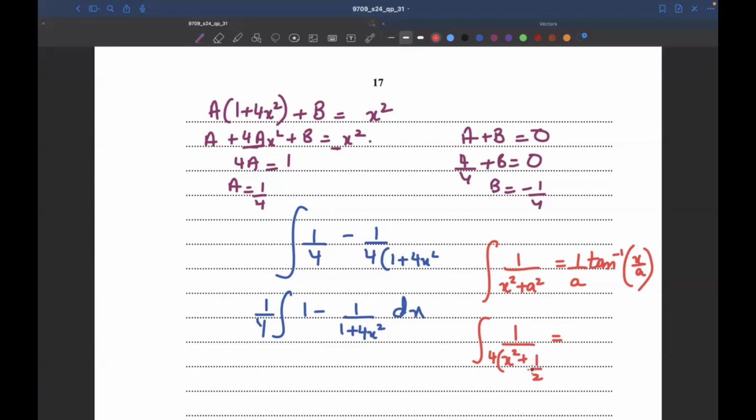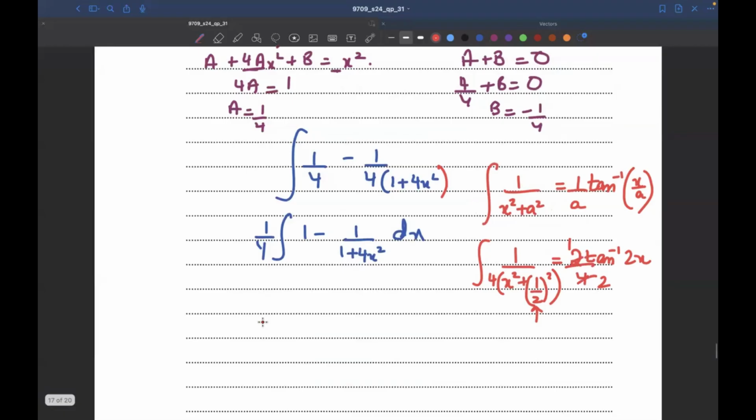Basically, this requires a lot of practice prior to doing past papers of integration, so that we remember how to integrate these individual terms. So the value of a over here becomes 1 upon 2. So 1 upon 1 upon 2 becomes 2, which gives 2 tan inverse of x upon 1 upon 2, that will become 2x. And this 4 remains in the denominator over here. So 2 upon 4 becomes 1 upon 2.